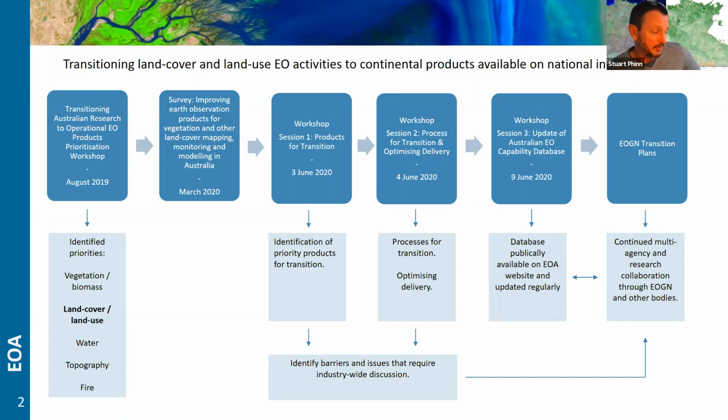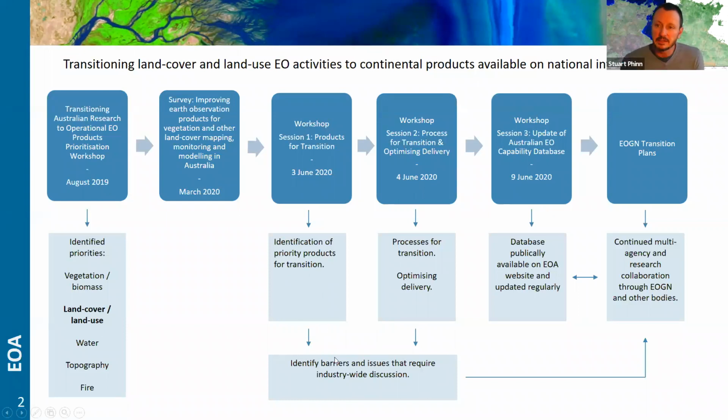So the aim of the workshop at the moment is really 3 sessions. The first one is looking at the process as a whole, and then what are the products that are quite close and could be moved from a research-proven or just an individual state and territory application to something that could run at a Commonwealth level. So the idea of today is identifying priority products for transition.